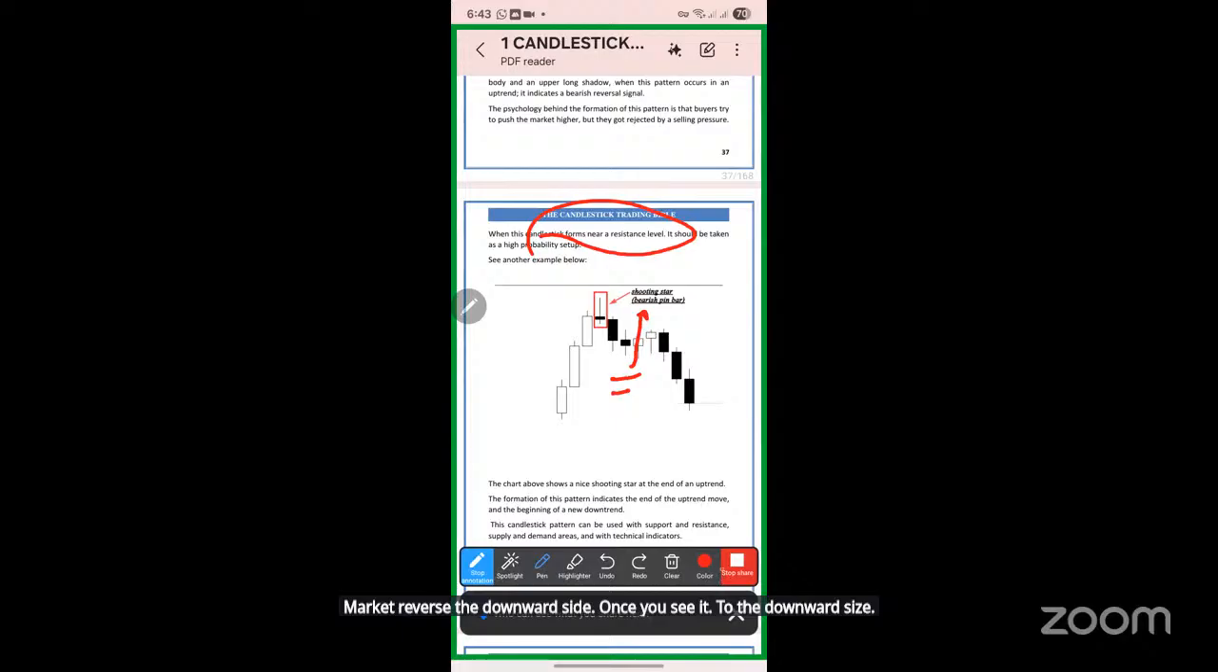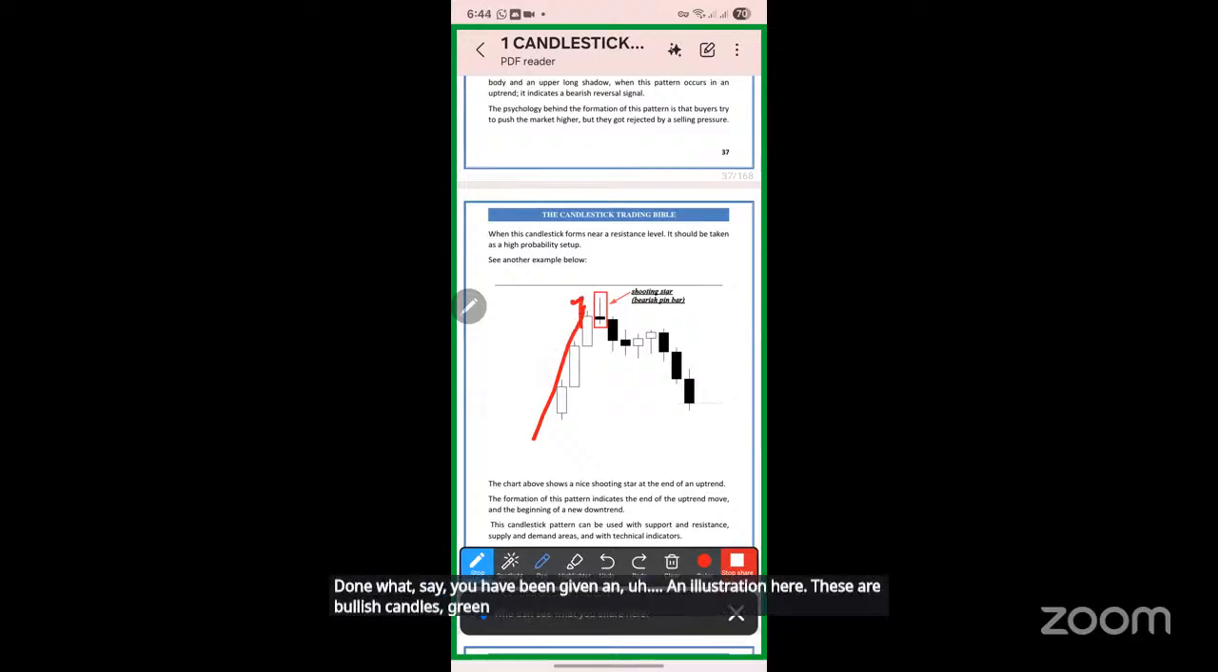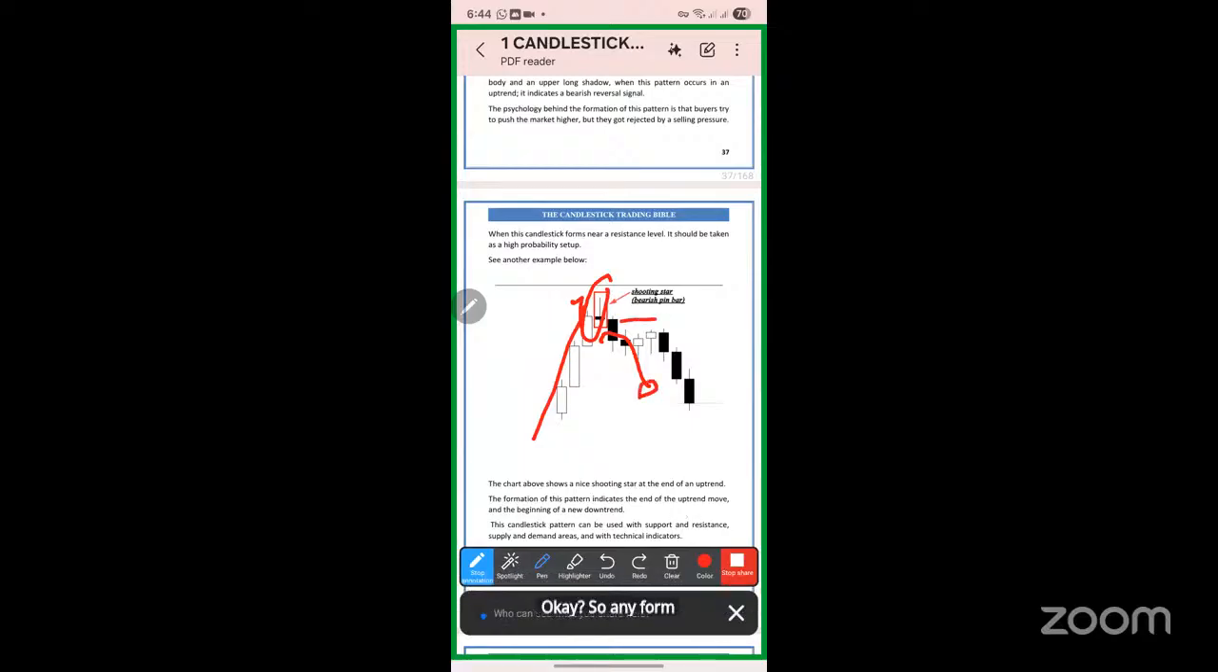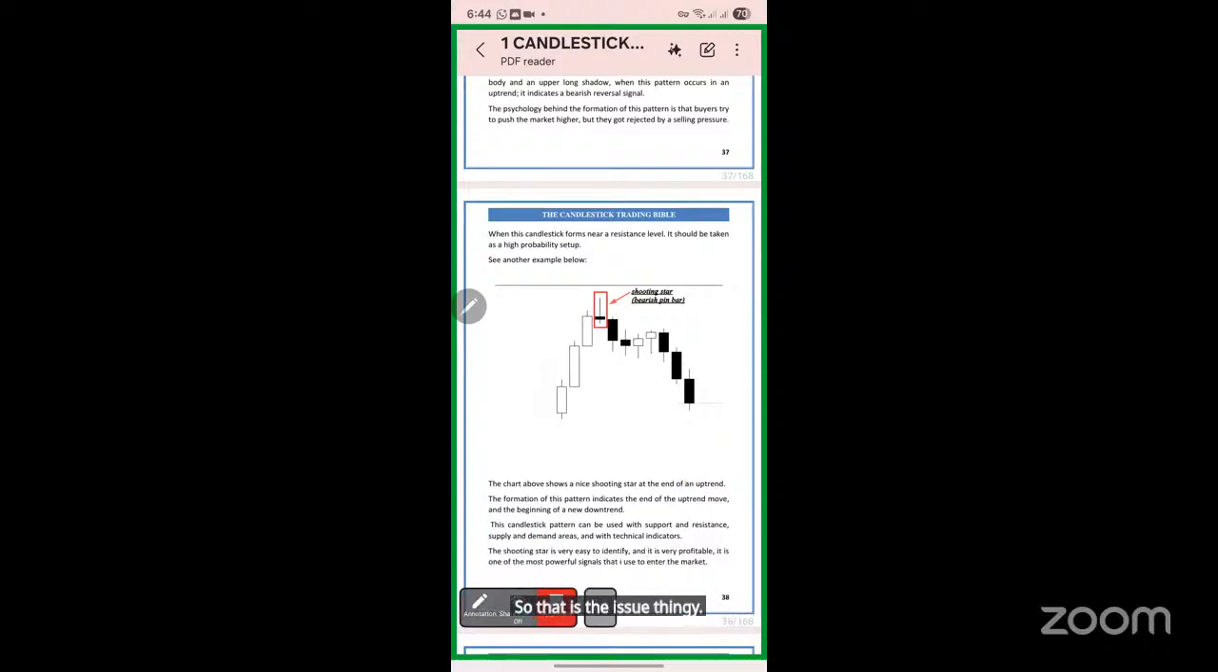You have been given an illustration here. These are bullish candles, green candles, or white candles. The shooting star forms here, then it reverses the market downwards. So when it forms here, it reverses here, then the market continues to the downward side. We shall know all this. There are some technicals there. So that is a shooting star.